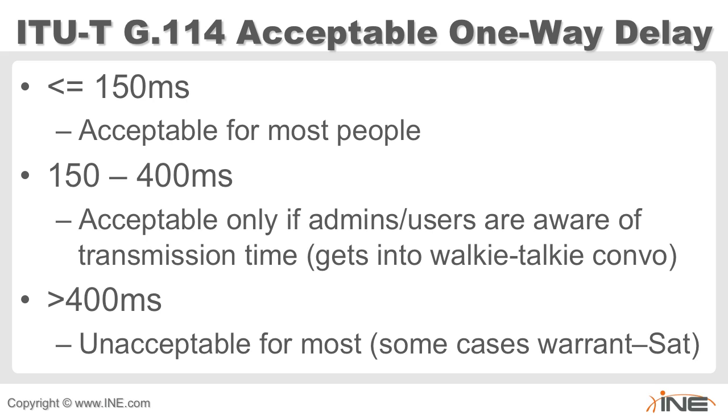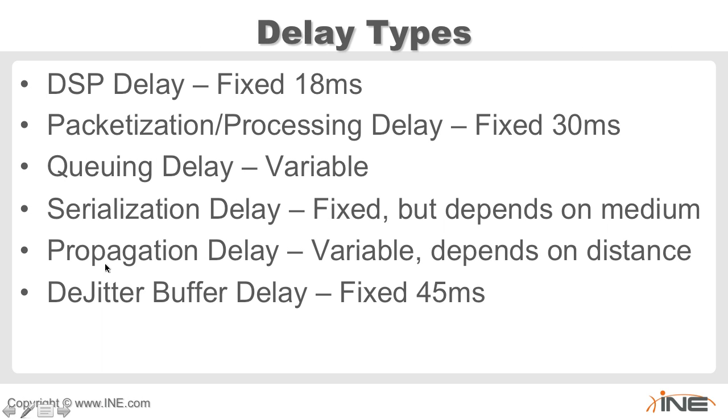And then greater than 400 milliseconds is typically unacceptable for most people. However, some cases may warrant it, such as satellite-based communications. Now, a lot of advances have been made in satellite communications, but we're going to look at the next slide, the last slide, on delay types. And one of those delay types is propagation delay.